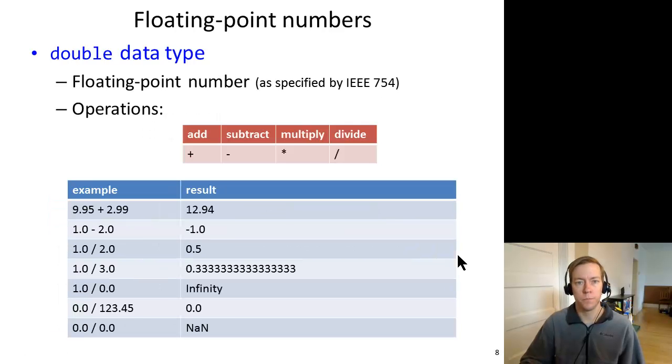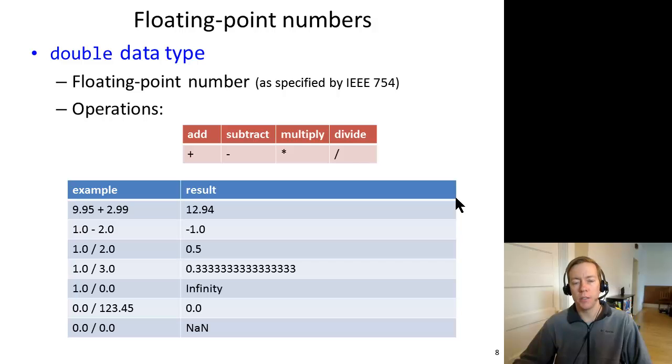Floating point numbers. The double data type is an example of something that can store a floating point number. So a floating point just means you can store decimals. The exact specifics we're not going to talk about so much in this course, but there's actually an IEEE spec, IEEE 754, that defines exactly how this data type is implemented.